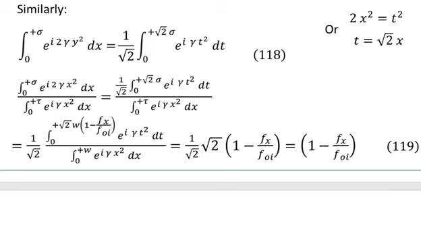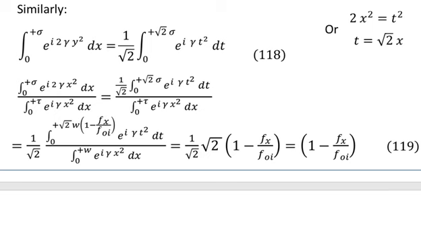And you know that the integrand is e to the power iota gamma t square over dt. And you know that the integral in the denominator is from 0 to plus w with the same integrand. So you see that by inspection we can directly write down the solution of this integral, that is 1 over square root of 2, which is outside these integrals. And you know that the integral is written directly from comparing the upper limits of the integral in the numerator and the denominator, which is the square root of 2 into 1 minus fx over f0i.